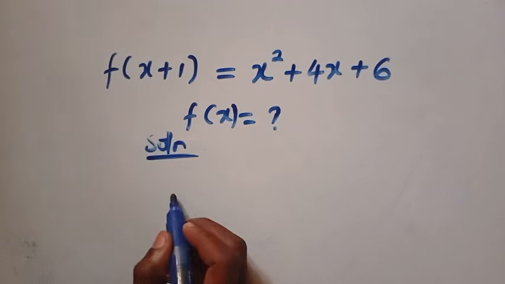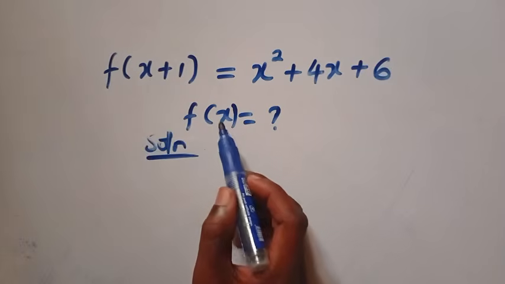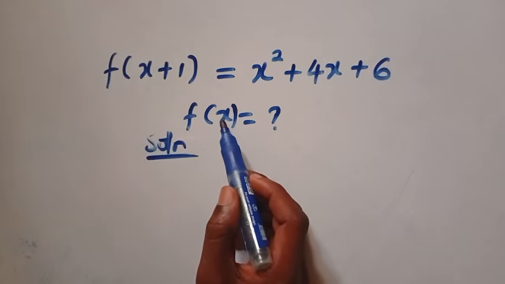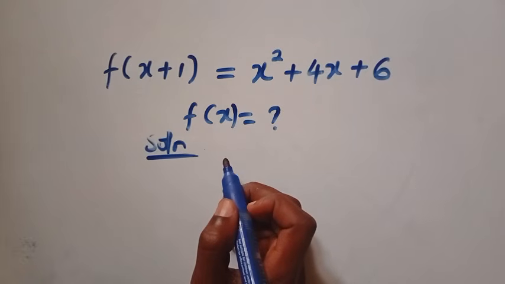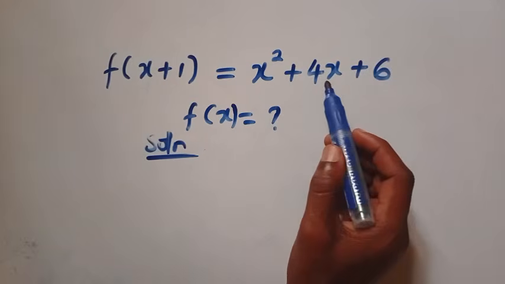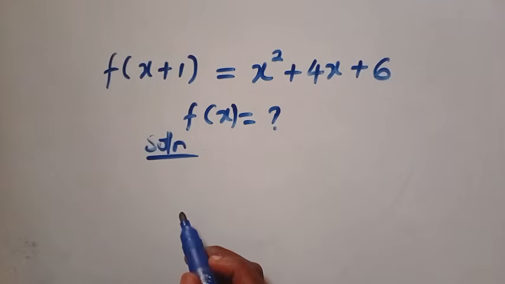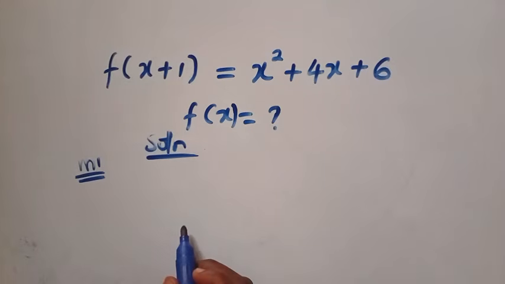We have a solution here. This function increases by 1, and we need to find only this f of x. x is a member of the real numbers, and on this side we have a quadratic, x squared plus 4x plus 6. Let's consider the first method, called the manipulation method.